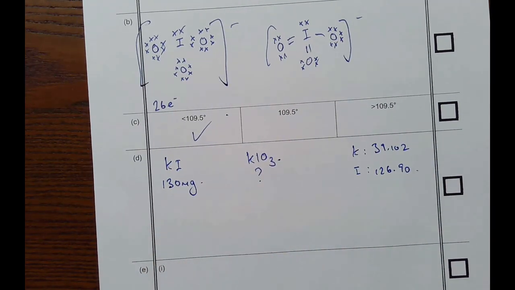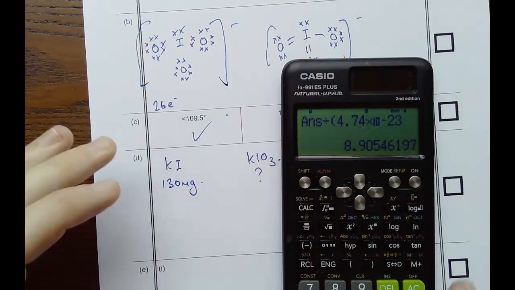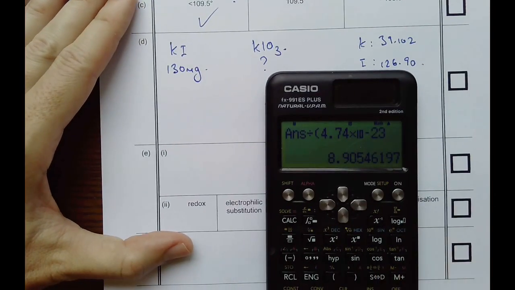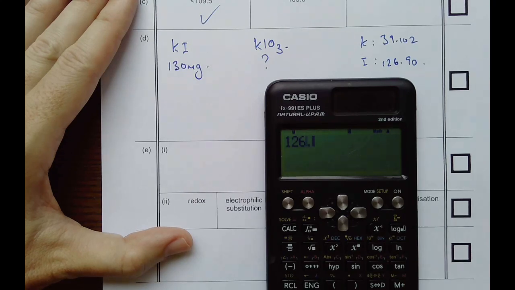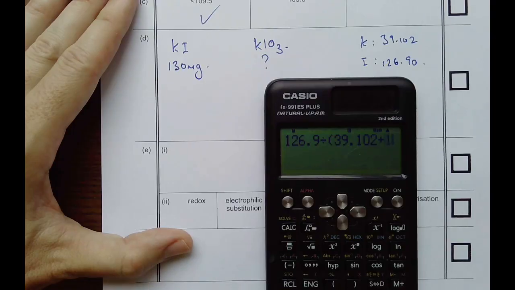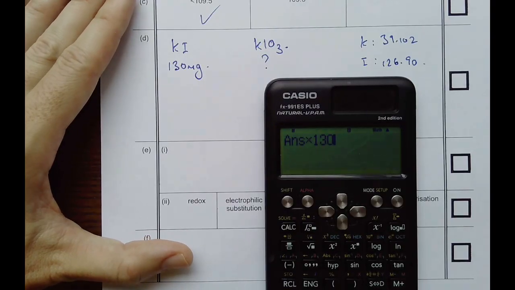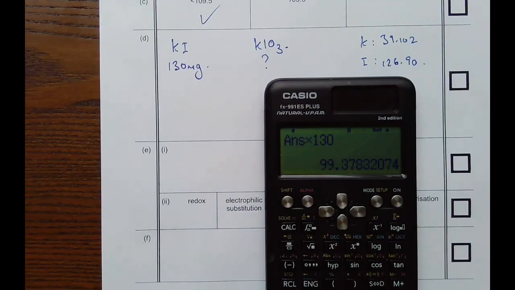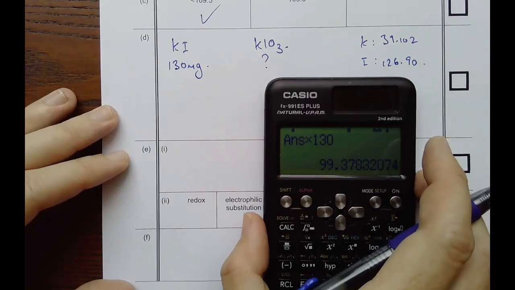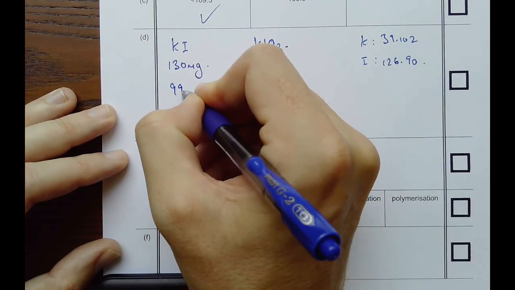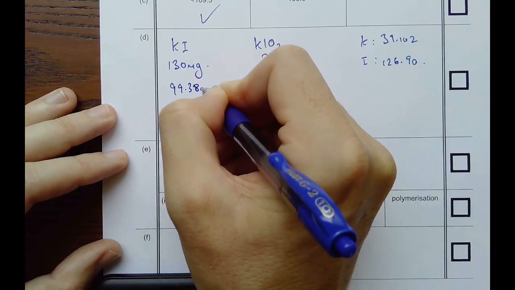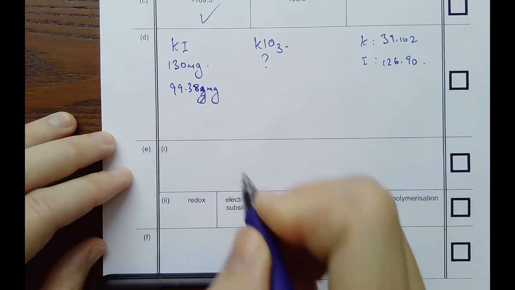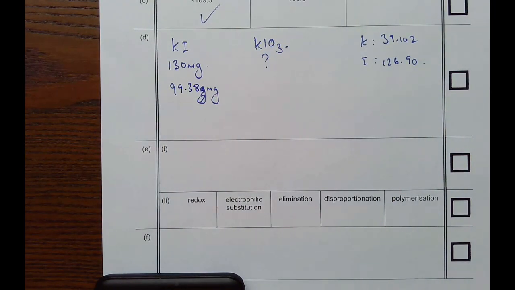So the mass of iodine in here is just going to be 126.9 divided by 39.102 plus 126.9. That's the fraction of iodine, multiplied by 130 to give me 99.38 milligrams of iodine in there.